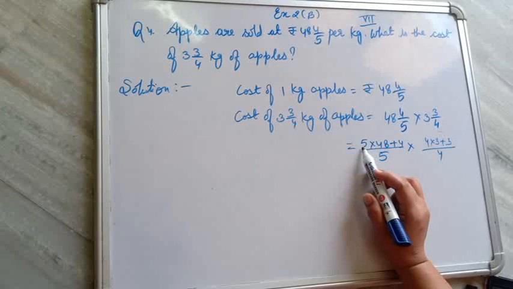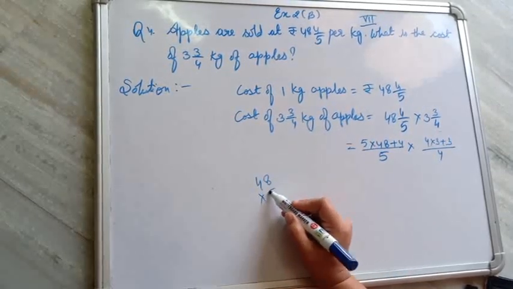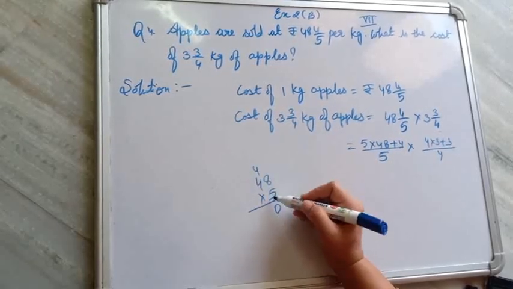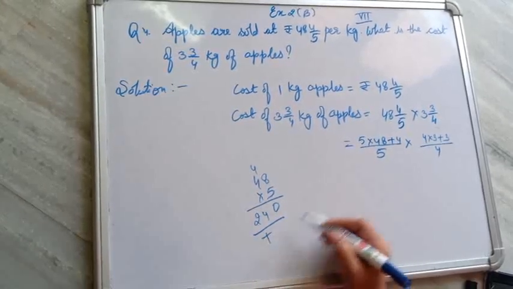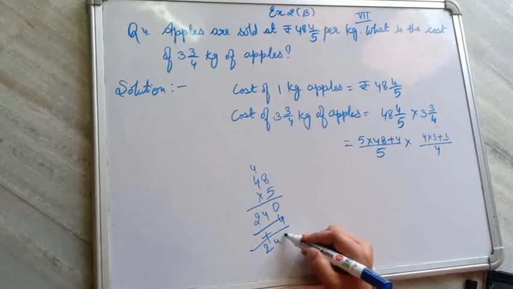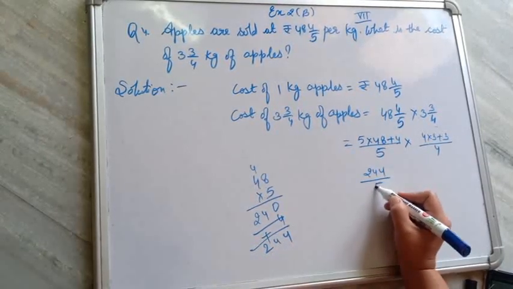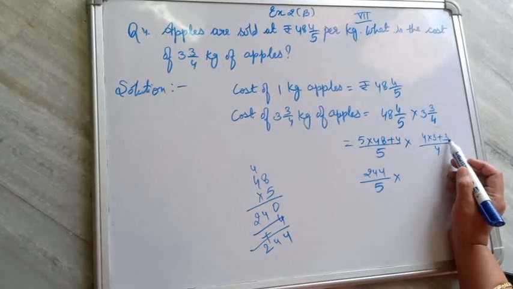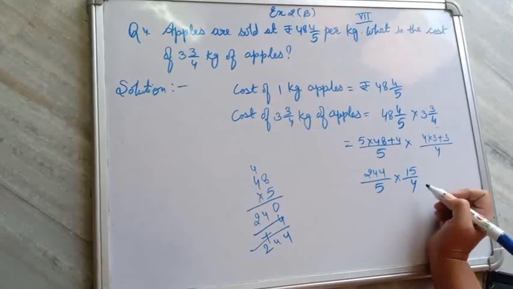48 multiplied by 5 plus 4. You can do it in rough. 48 multiplied by 5. 5 8s are 40. 4 carry. 5 4 are 20 plus 4, 24. 240 plus 4. So it will be 244. 244 upon 5 multiplied by 4 3 is 12. 12 plus 3, 15. 15 upon 4.